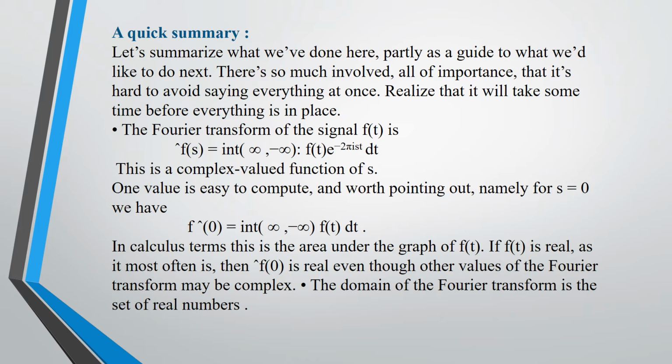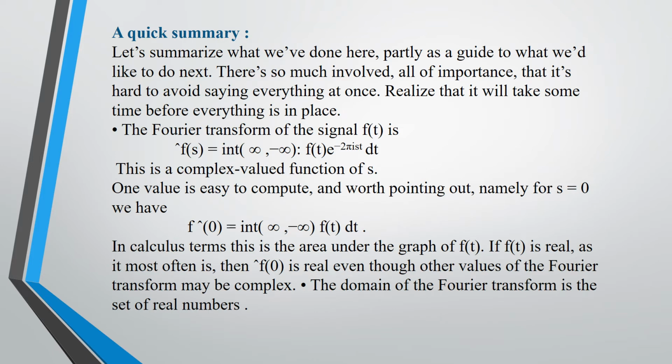The Fourier transform of the signal f of t is F of s, the integral from minus infinity to infinity of f of t e to the power minus 2 pi i s t dt. This is a complex valued function of s. One value is easy to compute and worth pointing out, namely for s equal to 0 we have F of 0 equal to the integral from minus infinity to infinity of f of t dt. In calculus terms, this is the area under the graph of f of t. If f of t is real, as it most often is, then F of 0 is real even though other values of the Fourier transform may be complex.